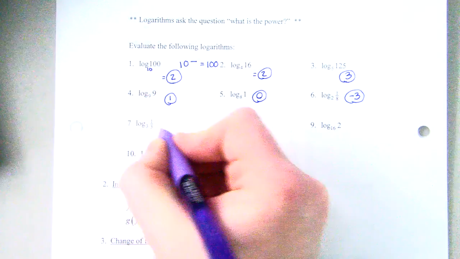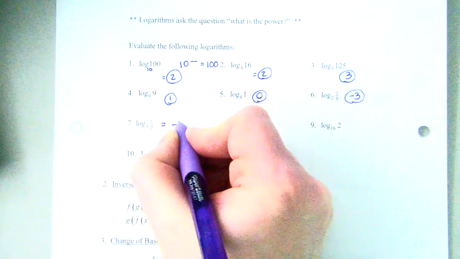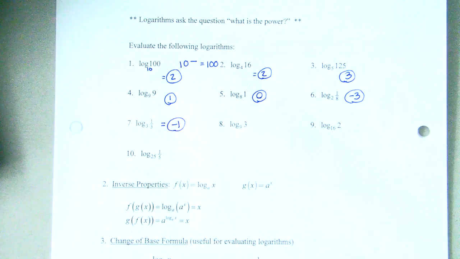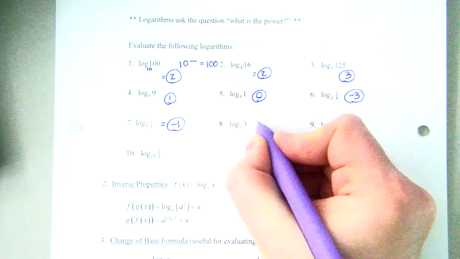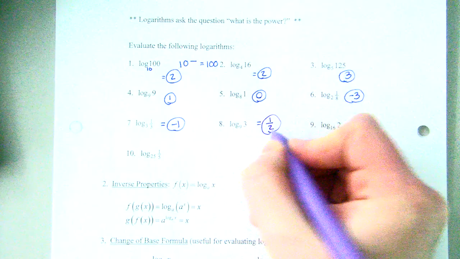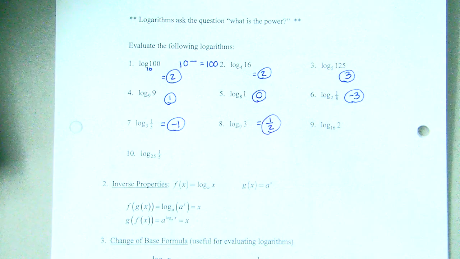Ellie, what about 7? Negative 1. Sure, 3 to the first gives you 3. Move it to the bottom of the fraction by making it negative 1. Victor, what about 8? 1/2. You're not really doing a power, you're really doing a root. What power means? The square root, 1/2 power.